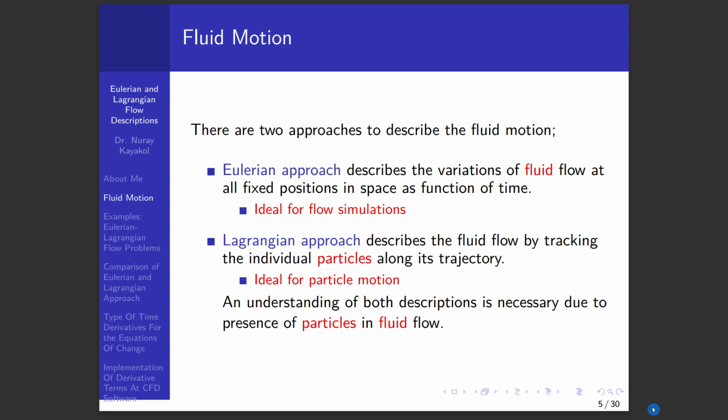How about the Lagrangian approach? Let me read the definition. Lagrangian approach describes fluid flow by tracking the individual particles along its trajectory. So this description mentions not only the fluid flow, but the particles. And it is ideal for particle motion. We need to understand both methodologies, because in fluid flow we have also particles.